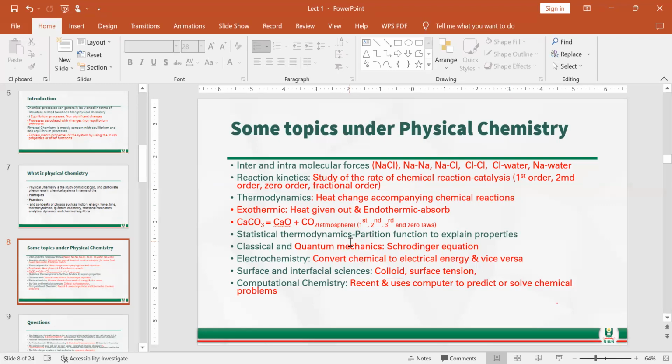And when we are concerned with the heat change accompanying chemical reaction, we can have exothermic, that means heat is given out to the surrounding. And we can have endothermic, that means heat is absorbed from the surrounding. That means the reactant absorbs heat in order to progress.